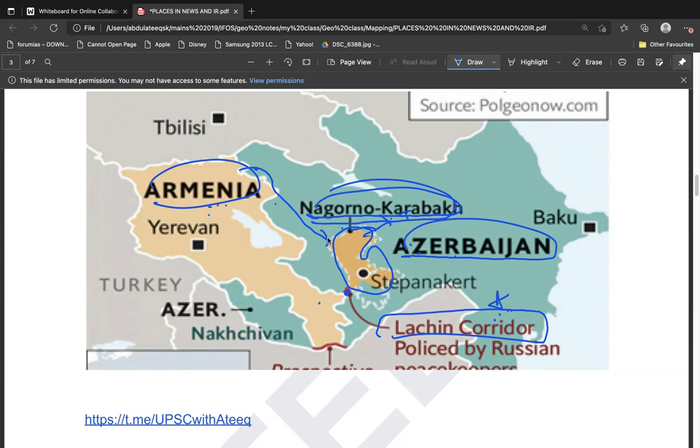Now, because of the increasing separatist tendencies, Azerbaijan has got full access and full control of this. Previously, there was an agreement that this space would be left free without control of Azerbaijan. This agreement was made in 2020, and Russia brokered it. But now, because of this issue, Azerbaijan has full control over it.